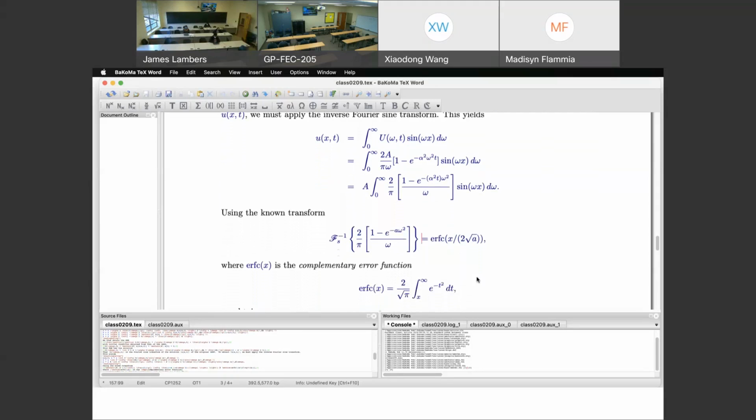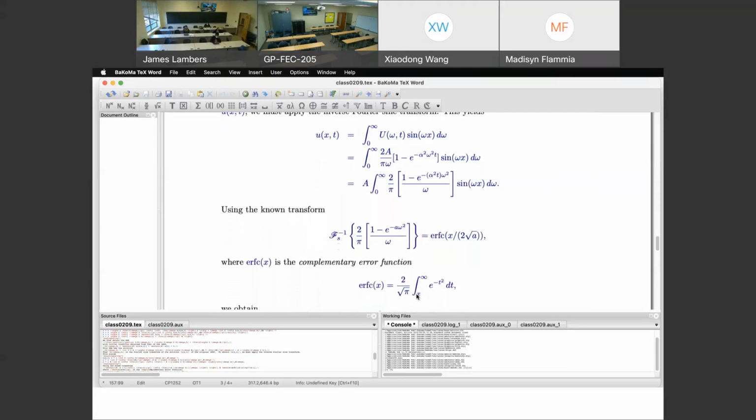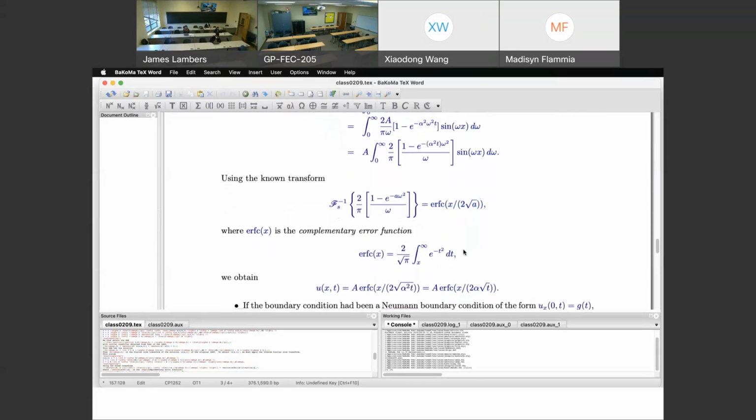Now, the complementary error function is defined as an indefinite integral of a Gaussian function. Gaussian functions are very useful in many areas of mathematics, but it's not possible to compute an antiderivative for them. It's actually been proven. So that's why we have to settle for defining this function in terms of an integral, which would then have to be evaluated numerically. But at least using this formula, we can describe our solution to our IBVP, and this is what we get.